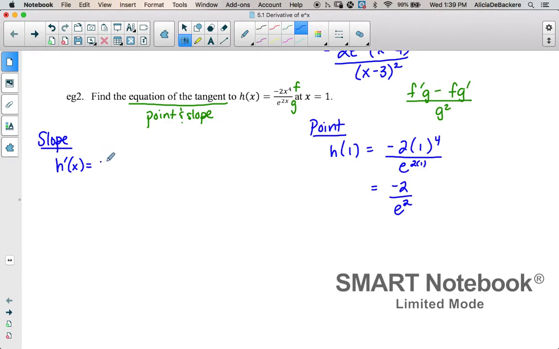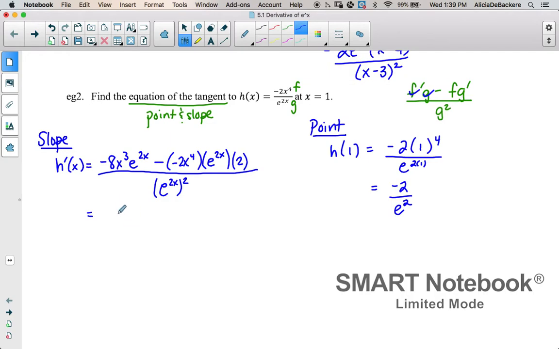The derivative of the top is -8x cubed times the denominator. And then we'll subtract. So we've done the first two pieces. Now we're going to subtract. This time we leave the numerator alone and multiply by the derivative of the denominator. So I leave the e to the 2x as it is, and then I take the derivative of the exponent. And I put that all over the old denominator squared.